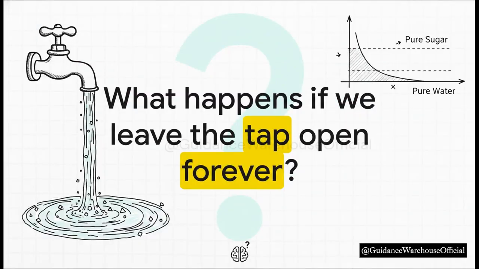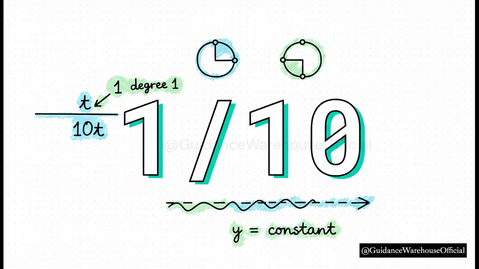Now, you might be asking, wait, what happens if we just walk away? What happens if we literally leave the tap open forever? Do we end up with pure sugar, pure water? Let's apply those horizontal asymptote degree rules we just learned. Check out the degrees of our function here. The numerator has a t to the first power. The denominator has a 10t also to the first power. Since the degrees are a perfect tie, both are a degree of 1, we use case 3.